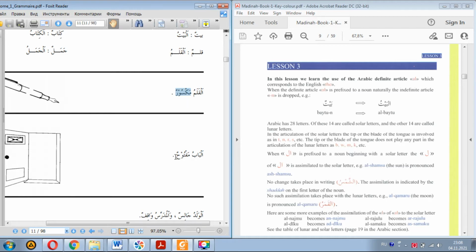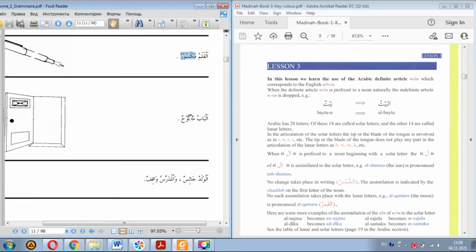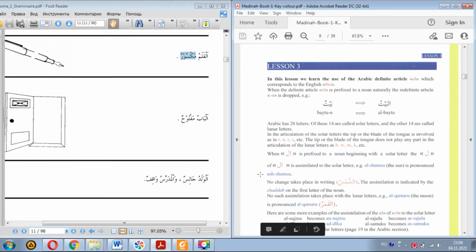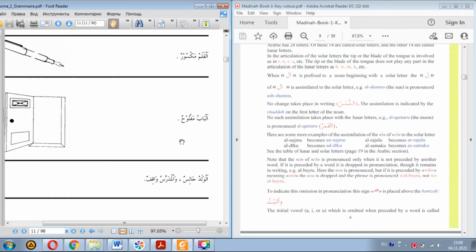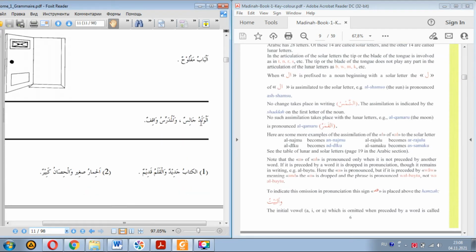الباب مفتوح. You can see on the picture الباب, the door, مفتوح, it means is open. So again, it's an adjective here. الولد جالس, the boy is sitting, والمدرس واقف, and the teacher is standing.